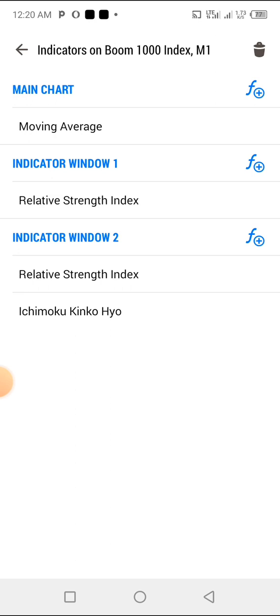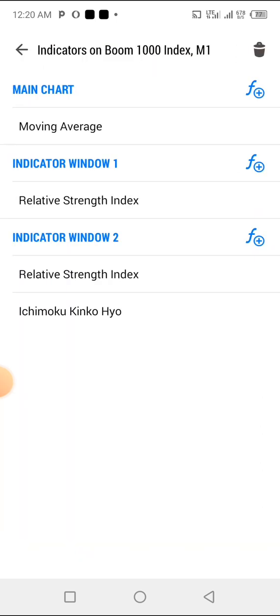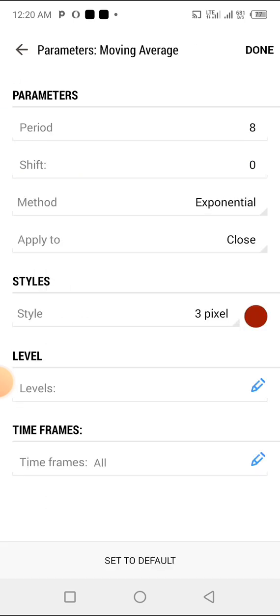The first thing you want to do is go to your indicator symbol, click on it, and go to your main chart. The first thing you want to add is the moving average on your main chart. It will have a period of 8, shift 0, method exponential, apply to close, style 3 pixel. I'm using red. You can use any color of your choice, but make sure it's visible on your chart. After that you click on done.